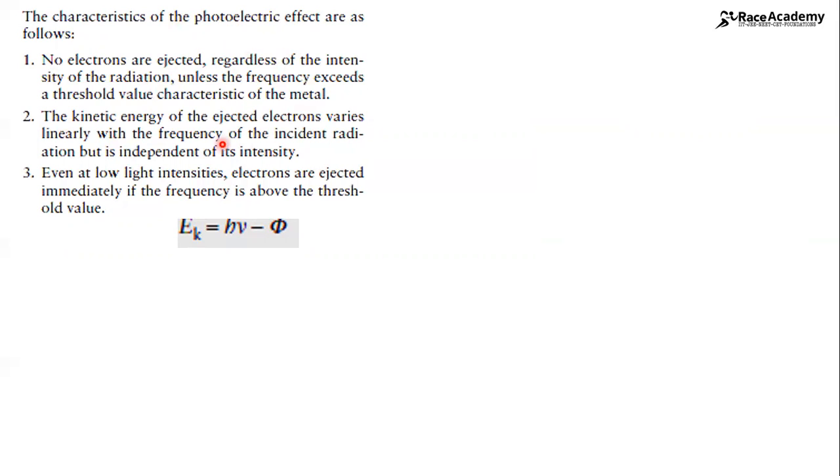So intensity and kinetic energy, there is no relation. And even at low intensities, electrons are ejected immediately if the frequency is above the threshold value. That's why the threshold energy phi is also called the work function, and Ek is kinetic energy, h nu is the total energy of the photon.